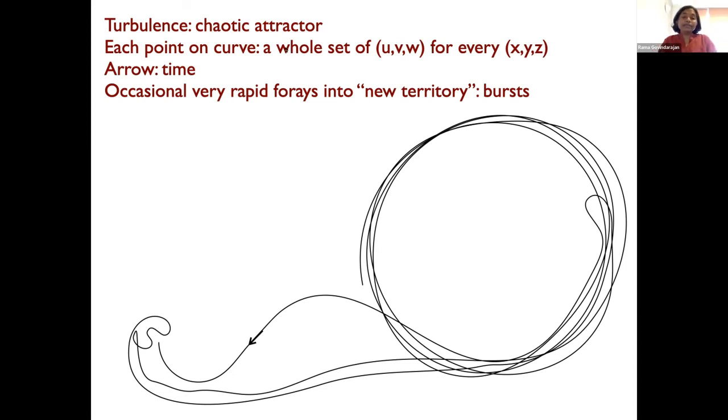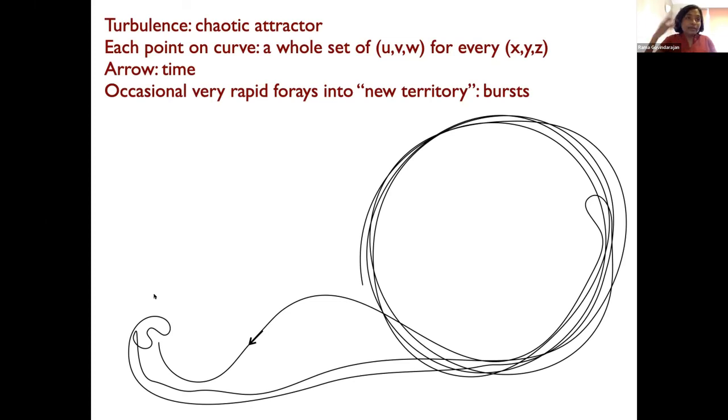So we have seen that turbulence is a chaotic attractor, and each point on its curve stands for the whole set of UVW at every XYZ. So each point is a complete description of that time T, and this arrow is time T. What you see is that most of the time it goes into some strange attractor like this. I've just schematically drawn it. I don't know how to explain it in space, but for a long time, it will occupy things which look similar, basically streaky structures. And then suddenly, once in a while, it will go to a big, very different state. It will do these rapid forays into completely new territory. This is very typical of the turbulence attractor.